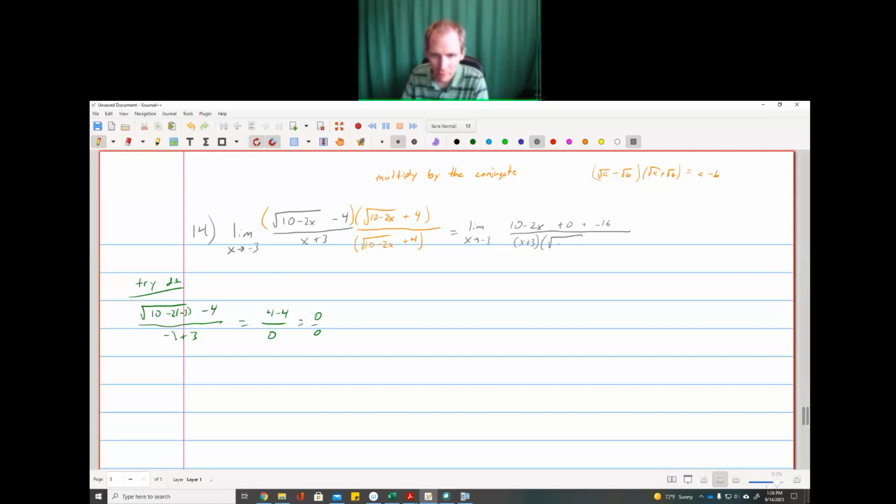Okay, the denominator, nothing's going on. So let's keep working in the numerator. Simplify by gathering like terms. So I have a -2x, and then I have 10 minus 16, so that's minus 6.